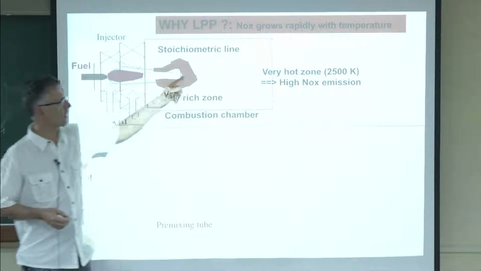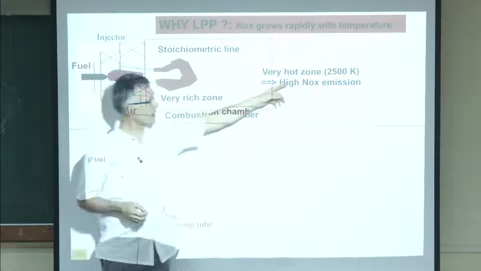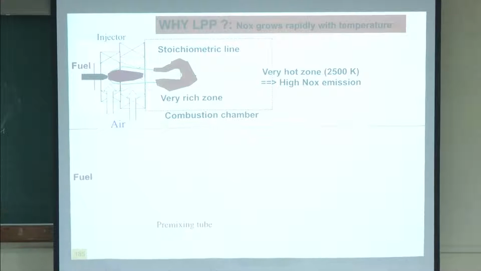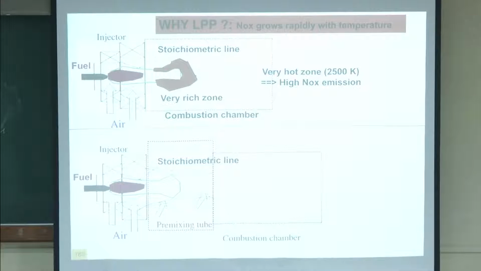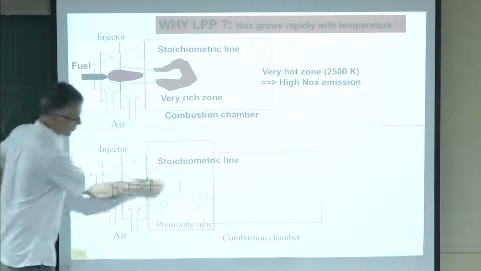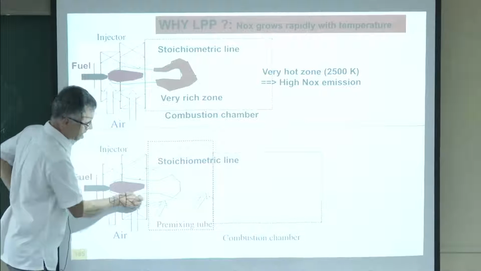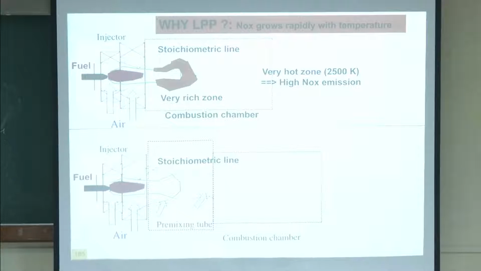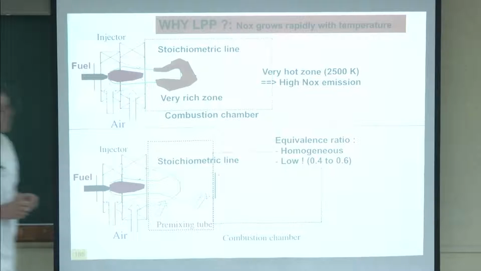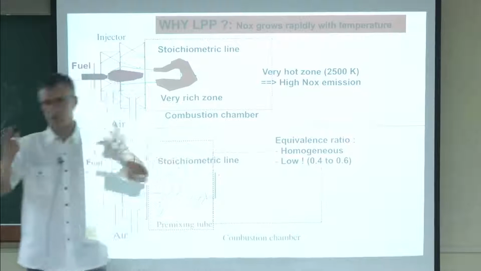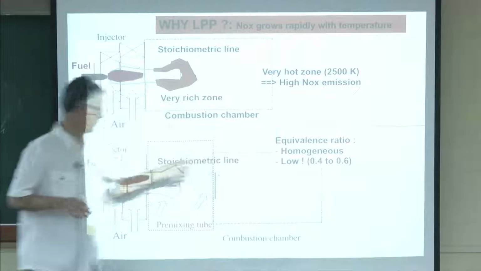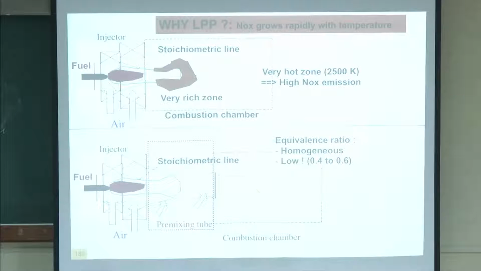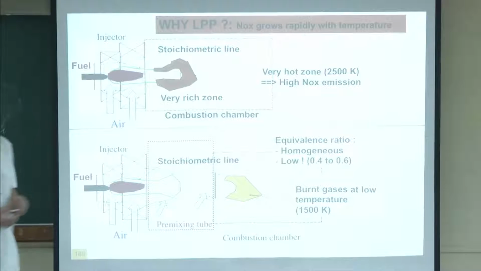If the temperature is large, we'll talk about that tomorrow probably, there will be a very hot zone and we will create a lot of NOx. And so that's not good. On the other hand, if you put now a mixing tube here, the stoichiometric line will be here, but things will keep mixing afterwards so that when you go to the outlet, we'll have a much more premixed zone, which can be lean actually if the flow rates are such that the flow is overall lean, and that will mean much less NOx. And the flame will be much colder.